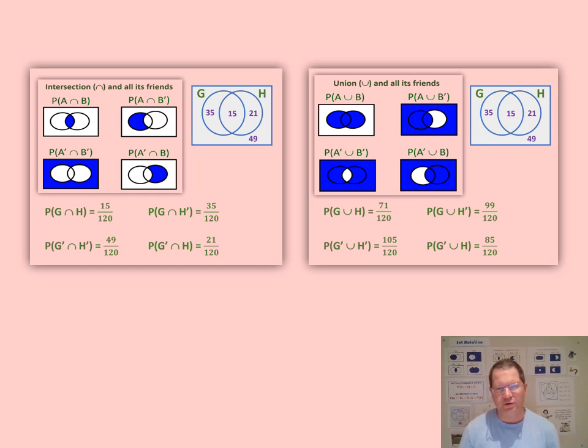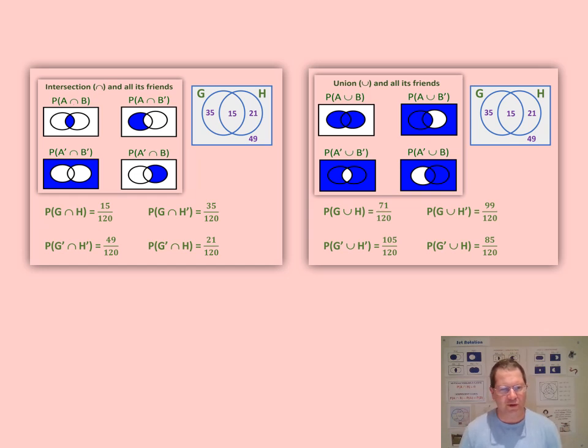And if you look at the notation, G intersection not H turns into not G union H, obviously by changing the symbol from intersection to union, but also by transposing apostrophes. So if you've got a G, it turns into a not G. If you've got a not H, it turns into an H. And you can do that with all four possibilities.